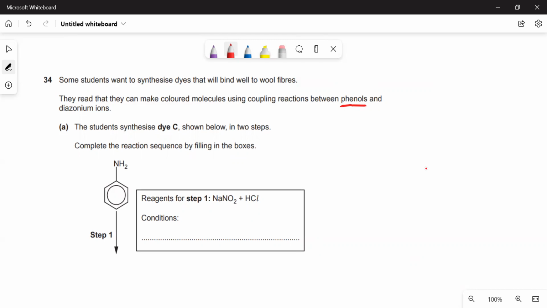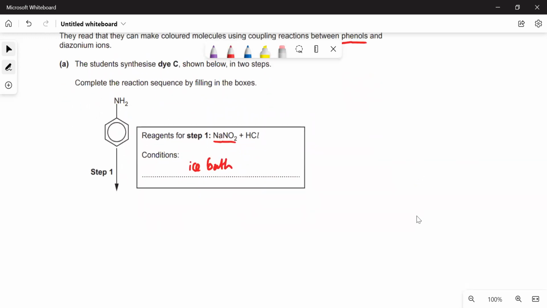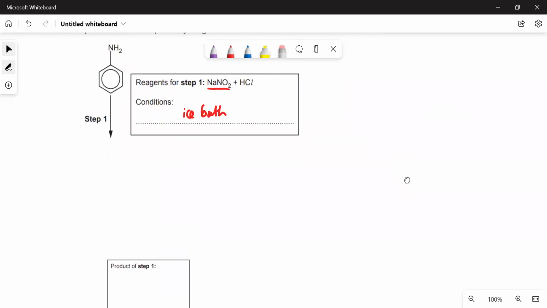So he's reacting phenylamine with sodium nitrite and HCl. Okay, now what conditions do we need for that? We need to carry that out on an ice bath. Otherwise, the diazonium ion that you form will break down. We need to write the product as step 1.